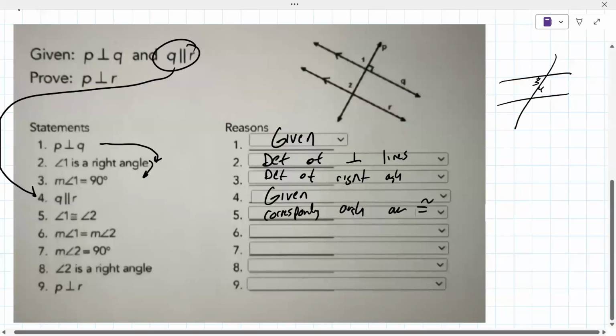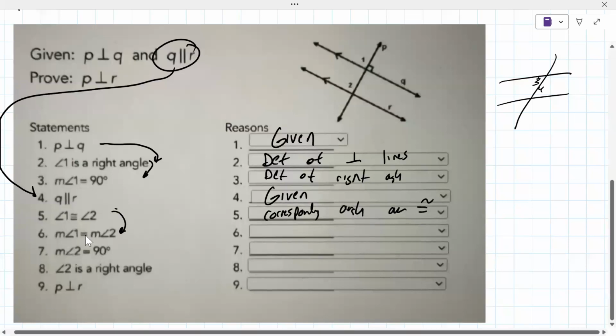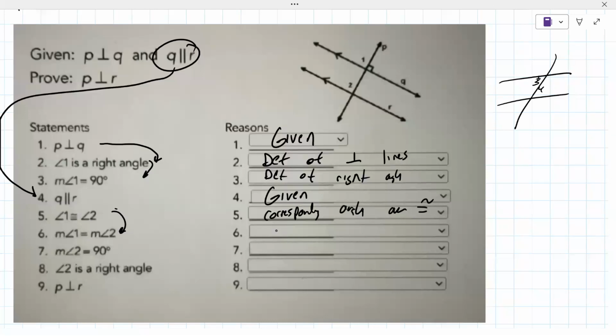All right, now if the angles are congruent, so 5 leads to 6. If the angles are congruent, what do we know about the measures? The measures must also be equal. If they're congruent, that means they have the same measure. There's something in there like congruent angles have the same measure. Okay, is that all right?